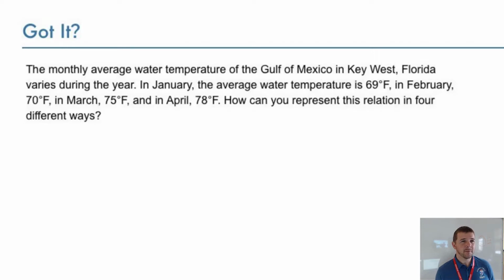Your turn. The monthly average water temperature of the Gulf of Mexico and Key West, Florida varies during the year. In January, the average water temperature is 69 degrees Fahrenheit. In February, 70 degrees Fahrenheit. In March, 75 degrees Fahrenheit. And finally, in April, 78 degrees Fahrenheit. How can you represent this relation in 4 different ways?